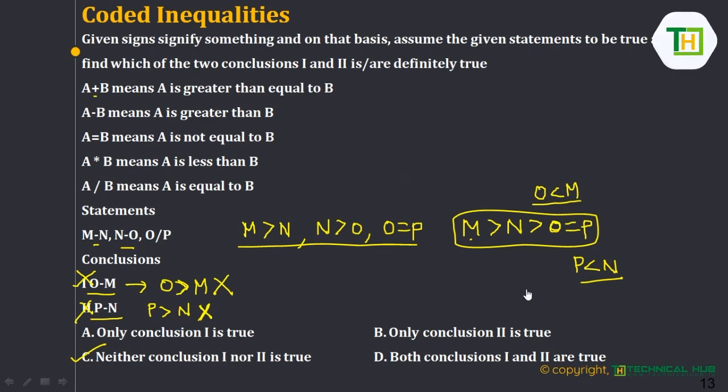A, neither 1 nor 2. Very good. Option C. Very good. Neither, both are false. Good.